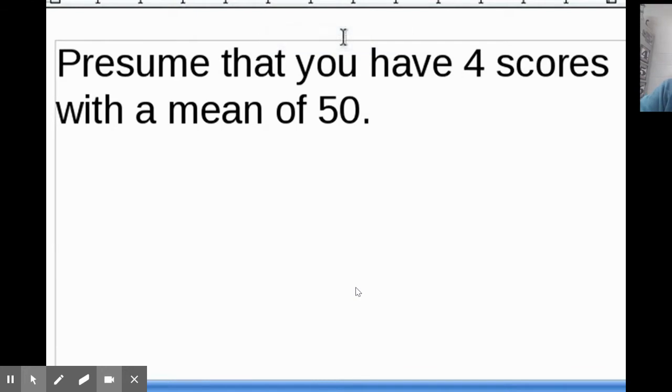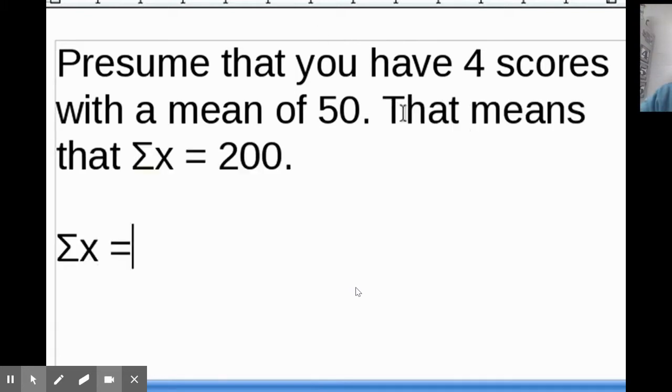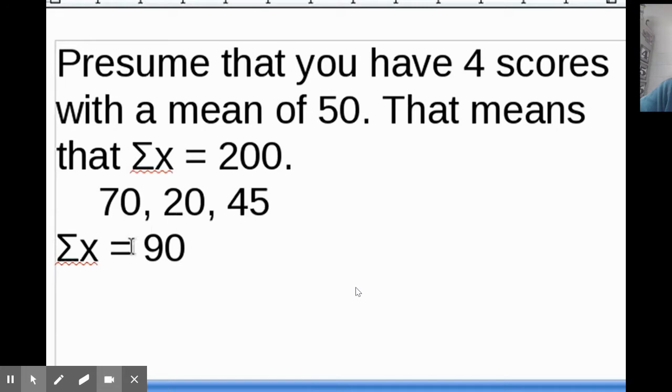This is an introduction to degrees of freedom. The easiest way to understand the concept is to think about calculating an average, or a mean. Presume that you have 4 scores with a mean of 50. That means that the sum of those 4 scores has to come out to 200. So let's choose our first score. Well, it can be just anything we want. Let's say it's 70. So our running total at the moment is 70. Our second score can be anything we want. We're totally free to choose our second score. So let's say it's a 20, which brings our total to 90. Again, we're totally free to choose our third score, say 45, which brings us up to 135.